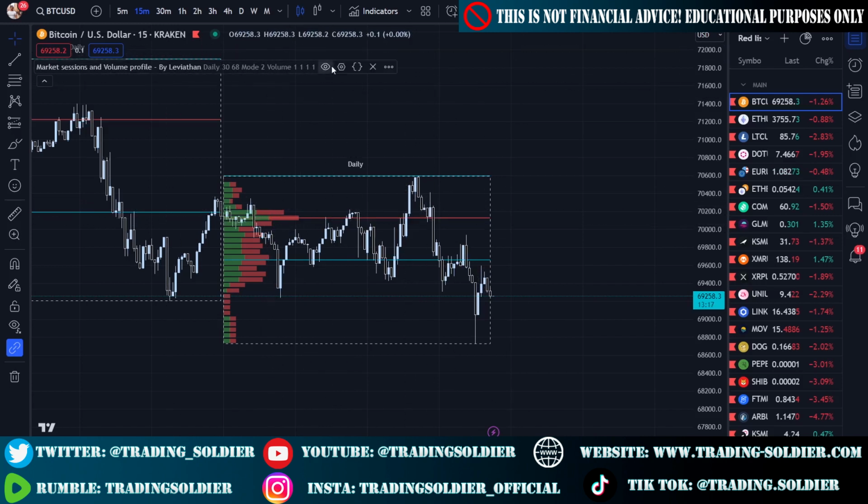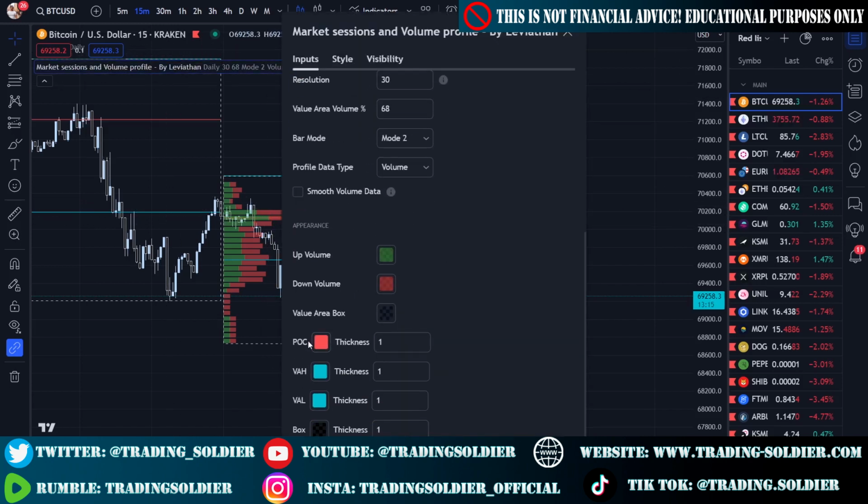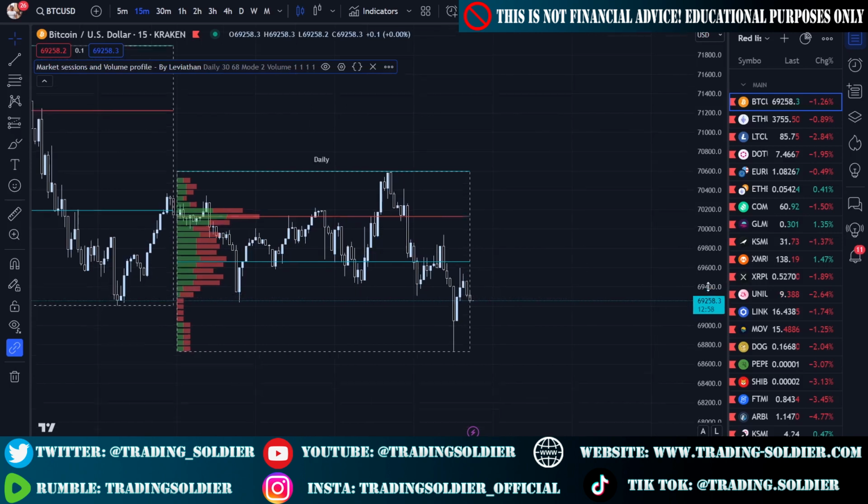You can change the colors here. As you can see, the POC in my case is red, and the VAH and the VAL are blue, okay? But you can change it, whatever your preference is. Also here you can change the bearish and the bullish volume colors, okay? But as I was saying, you have here the POC.